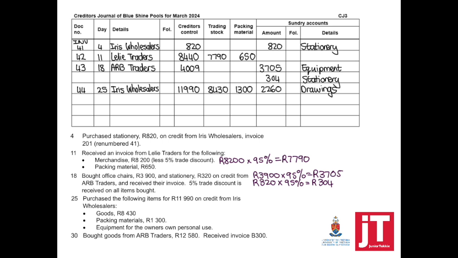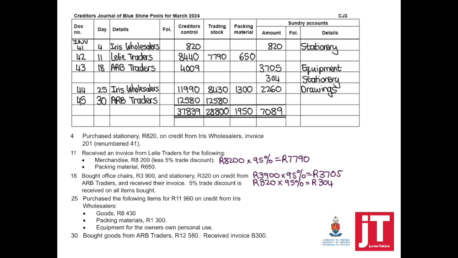On day 30, bought goods from ARB Traders, 12,580. Received invoice number B300. So I don't care about the invoice number B300 when I'm showing it in my creditors journal because we've renumbered it and the next number is number 45. From who did we purchase? ARB Traders. How much? 12,580, and goods is shown as trading stock.